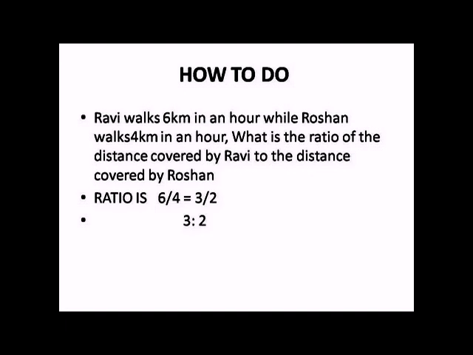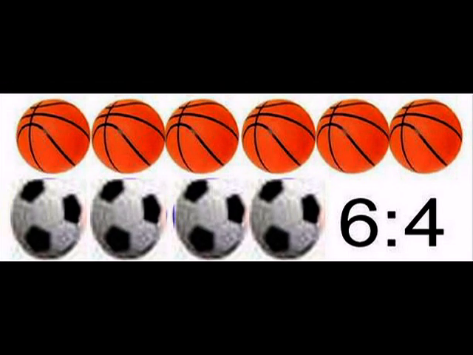Similarly, the order of the quantities taken to express the ratio is important. For example, the ratio of orange balls to other colors: the first is orange, so you have to consider 6 first, 6:4. And 4:6 is the ratio of different balls to orange balls. So the order is very important.